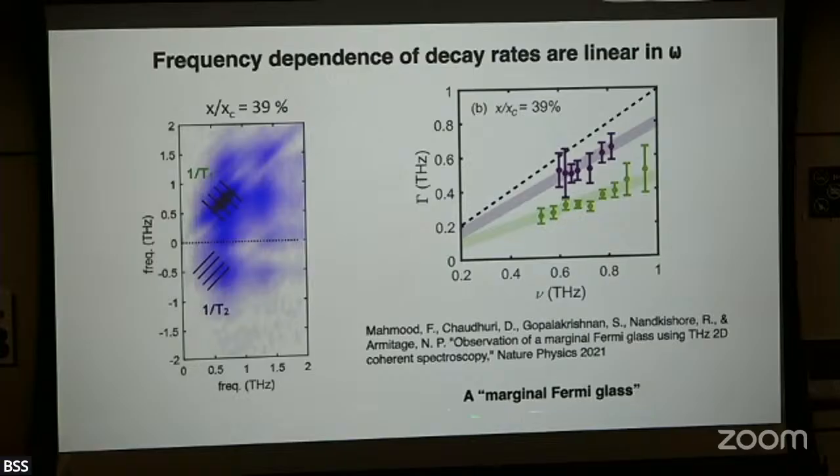So, coming back to the Anderson idea, who wanted to think about a Fermi glass, we refer to this thing as a marginal Fermi glass because relaxation rates going linear in frequency is similar to what is seen in the cuprate superconductors in the context of the Fermi liquid phenomenology. And so in homage to all of these things, we called this a marginal Fermi glass.